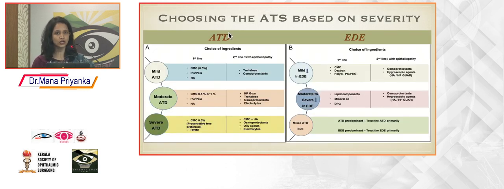So whether it is an aqueous tear deficiency or an evaporative dry eye, first diagnose the severity. In lesser cases, for example in aqueous deficiency, use less viscous agents in the early stages. As the severity increases, use the higher viscous agents, and if any epitheliopathy is there or we need to add on, then a biological active ingredient is added. Similarly in evaporative dry eye, use the active agent, and as a second line when there is an epitheliopathy, you can add on the biological active ingredients which are osmoprotectants and hygroscopic agents.